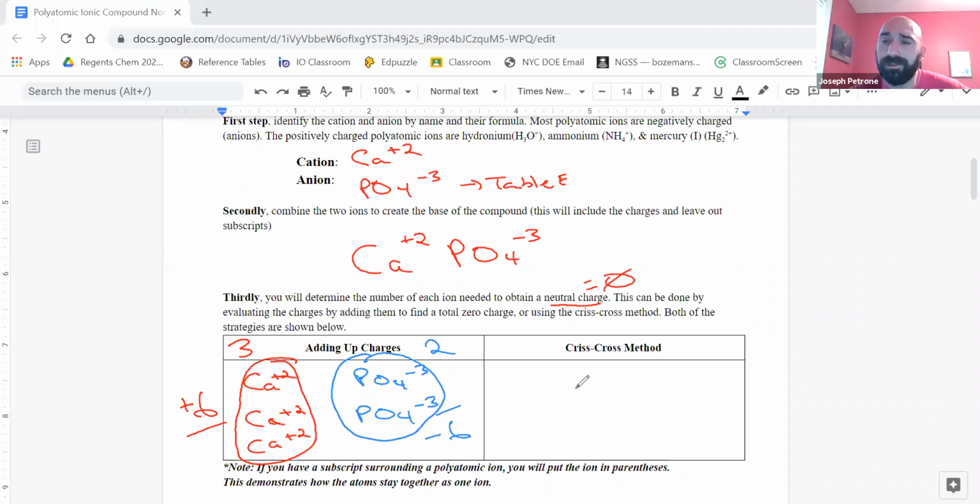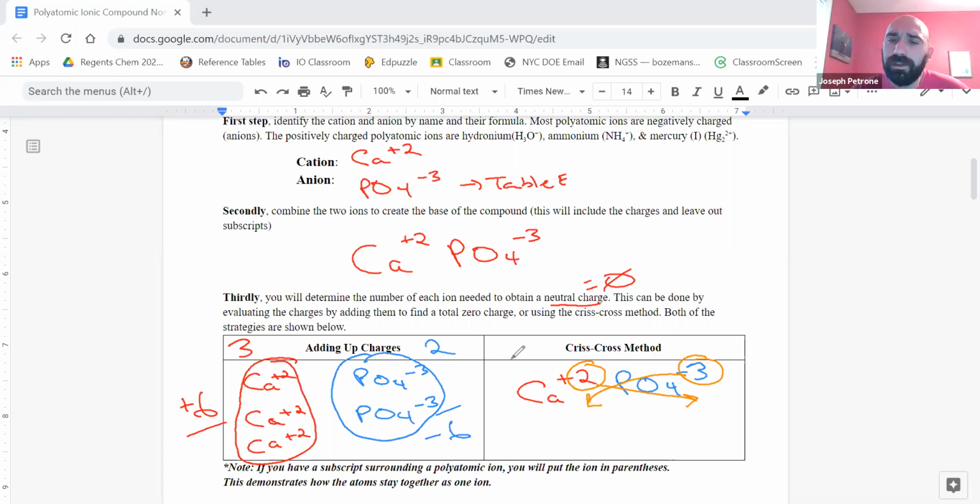So once again, the crisscross method is kind of like our shortcut version. So we take our ions and their charges, so Ca 2+, and then we have PO4, I'm sorry, 3-. So you may recall what we did here. Take the charges that are on the top and then drag them to the bottom of the other ion. So the 2 belongs to the phosphate, the PO4, and the 3 now goes to the calcium.